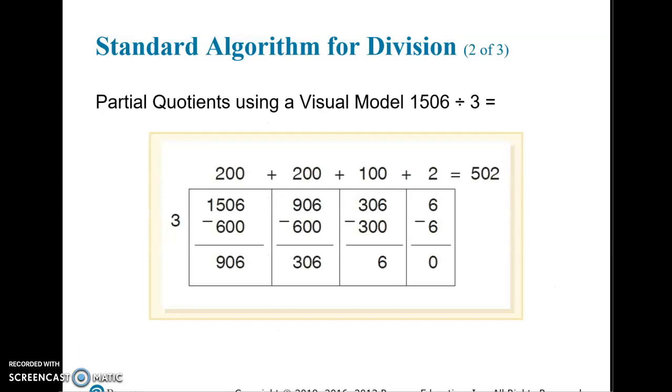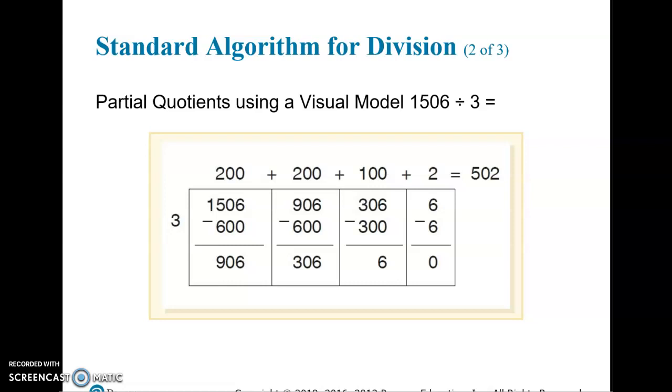You can look at division with an eye to partial quotients by using a version of a bar graph model blended with a repeated subtraction approach. 1,506 divided by 3. In this model, they broke it up into 200, 200, 100, and 2 for 502. And there's 3 groups of them.